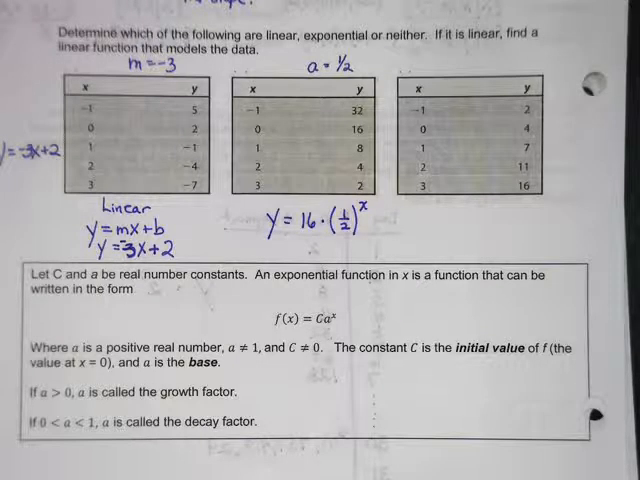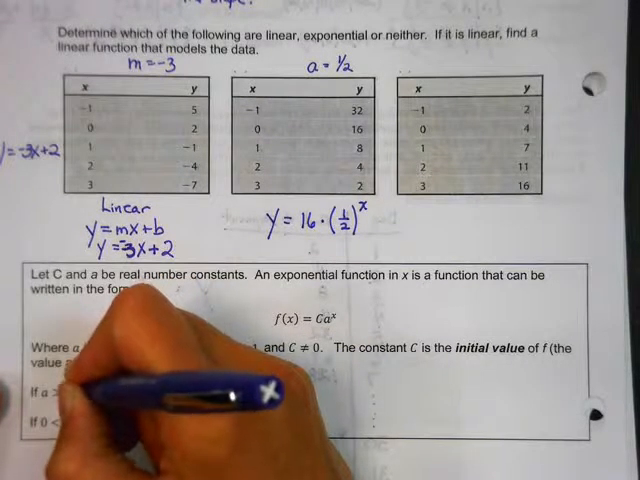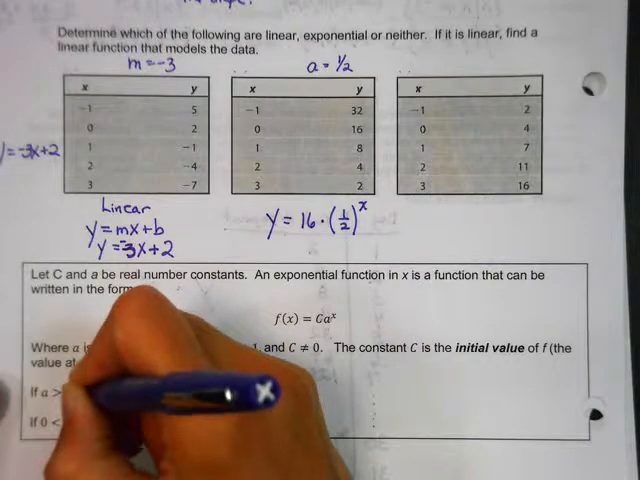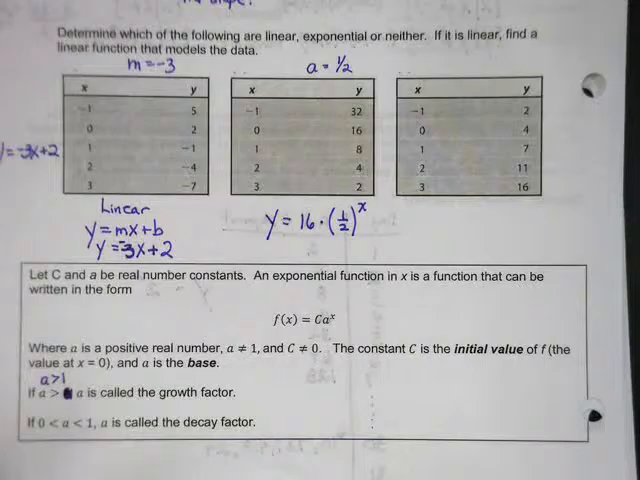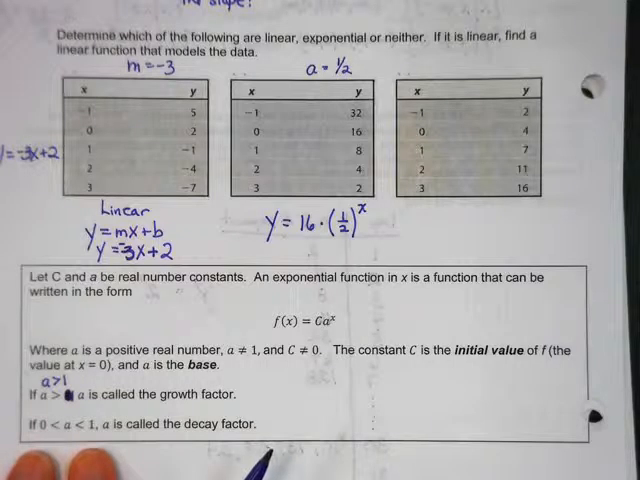If a is bigger than 0, no, actually that should be 1. I wrote that wrong. Hold on. This should be bigger than 1. Let's get rid of that. If a is bigger than 1, then we have something that's called a growth factor, and you'll understand why in a minute. And if a is stuck between 0 and 1, then you have what's called the decay factor.